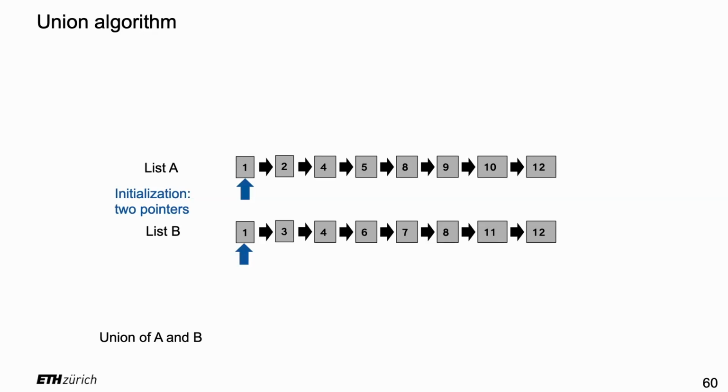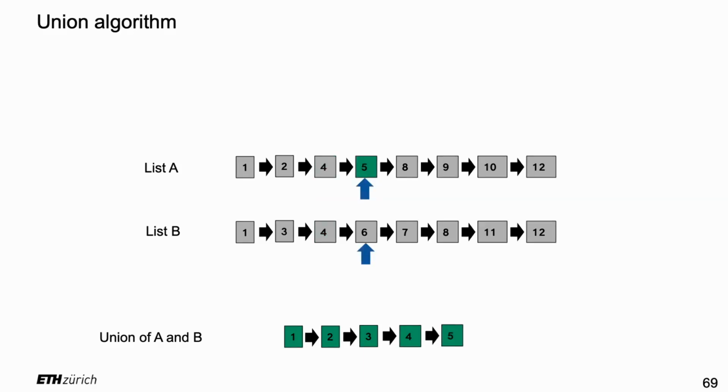So we start with initialization of the 2 pointers. They are the same, we output it just once. Then we take the smallest one, which is 2, we output it and move it. Then the smallest one is 3, we output it and move the pointer. Now they're the same, so we output it and move both pointers.